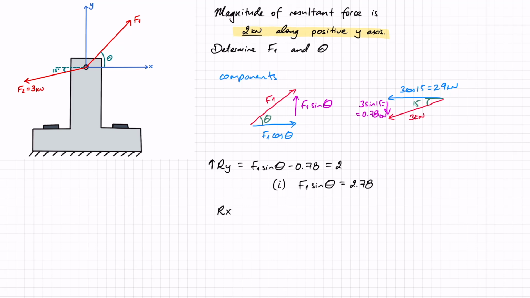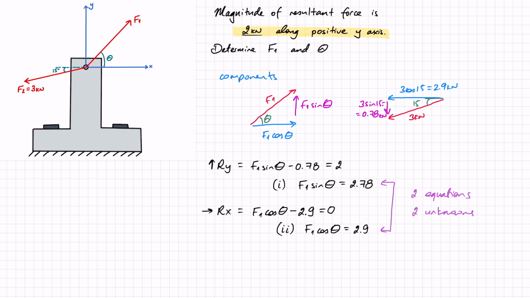Let's look now at the resultant in the x direction. So in the x direction I've got F1 cos theta, and then I've got minus 2.9, that's the component of force F2. Now I know that the resultant for both forces is only 2 kilonewtons along the positive y. That means that along the x-axis it has to be 0. So this equals 0, and if I move things around to isolate F1 cos theta, my second equation becomes F1 cos theta equals 2.9. Now I can see here I've got these two equations and I've got two unknowns, which means that I can solve this using simultaneous equations.